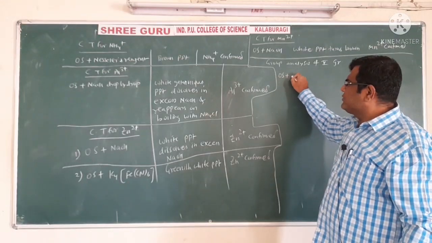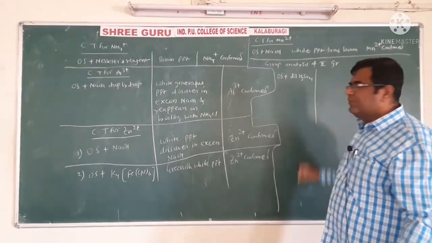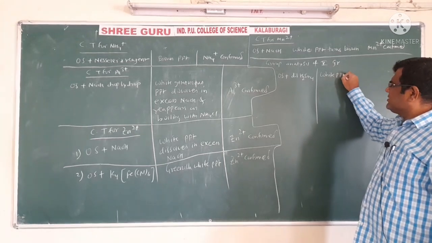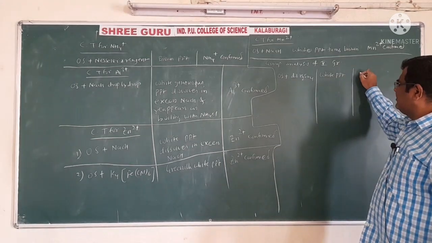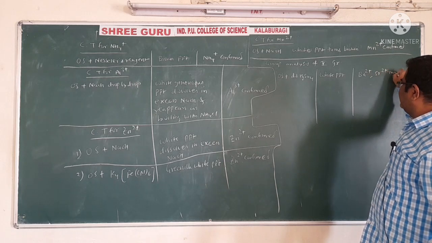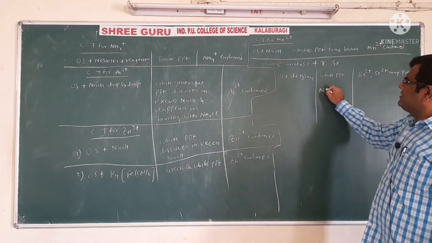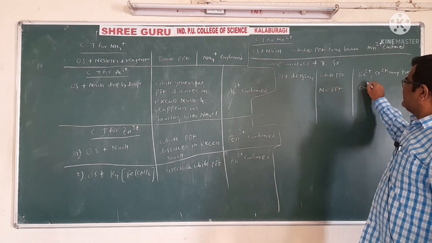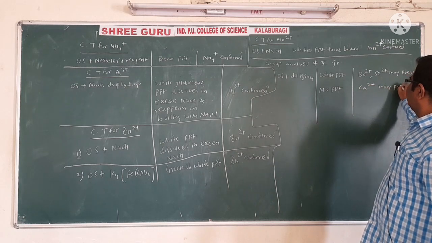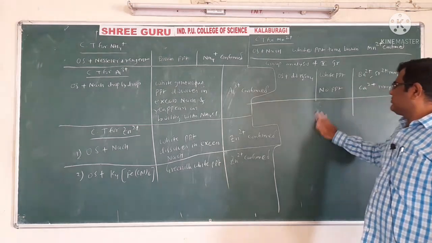We'll take the original solution and there are two possibilities. If there is a white precipitate, we may say that Ba plus 2 and strontium may be present. And if there is no precipitate, we have to say that calcium may be present. And accordingly, we have to take the confirmatory test.